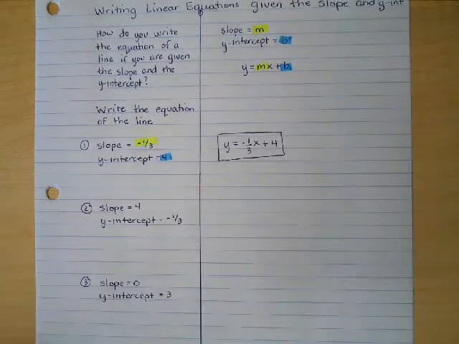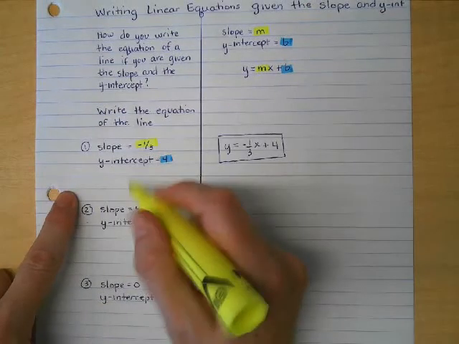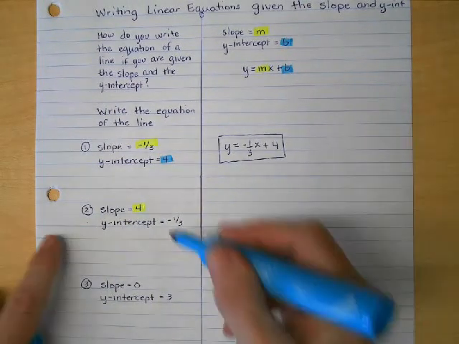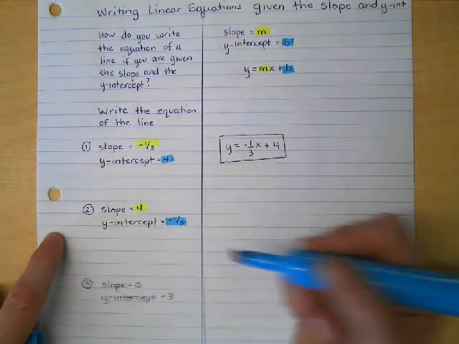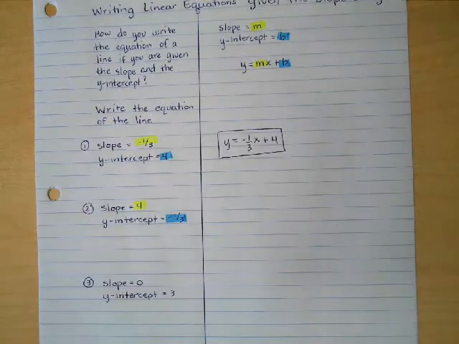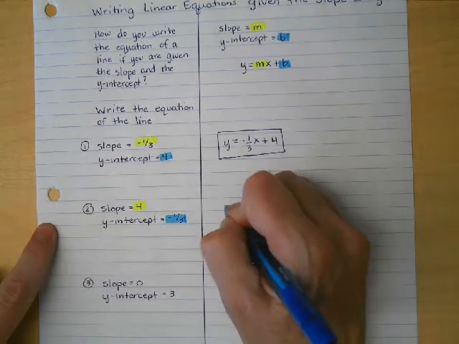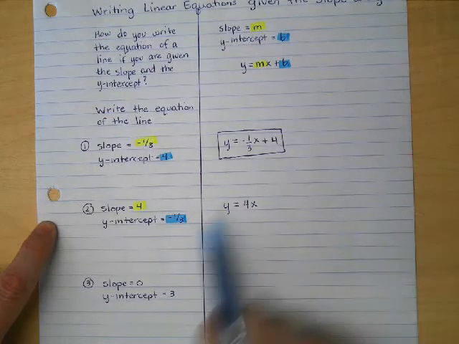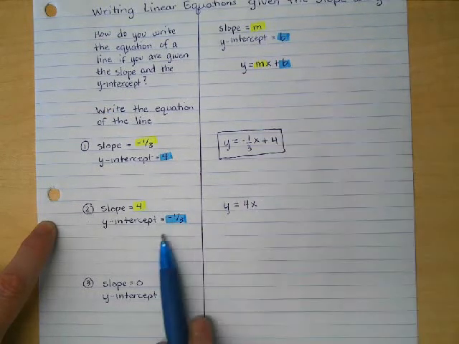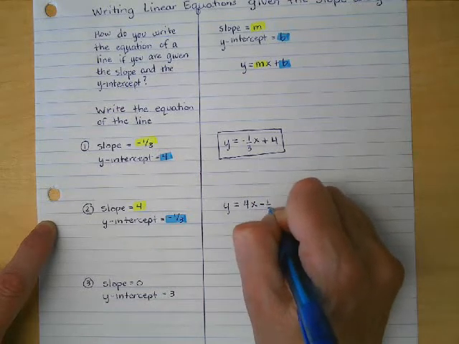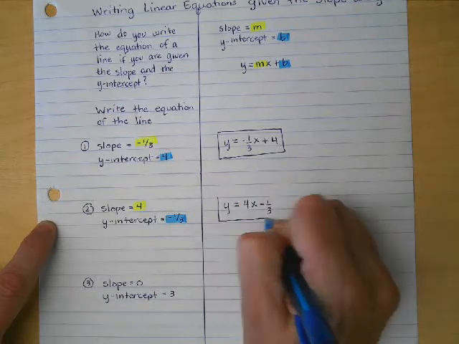All I did here was switch these around. Sometimes people freak out if the y-intercept is a fraction, and it doesn't matter. Slope, y-intercept, plug them right in. So y equals mx. Now, we say plus b, but it's plus a negative 1/3, so I'm just going to write minus 1/3.